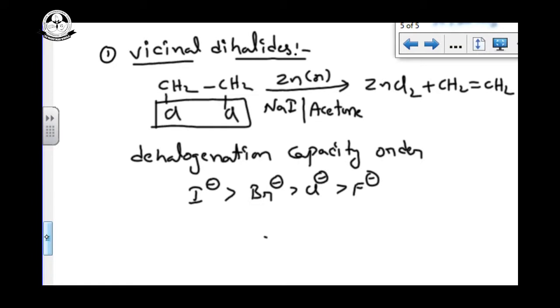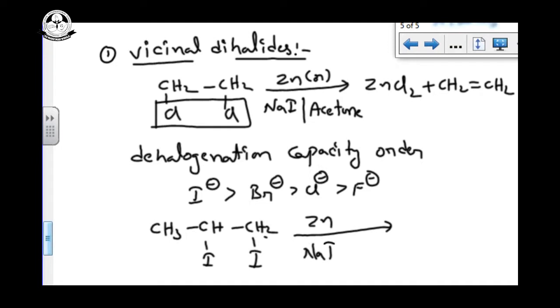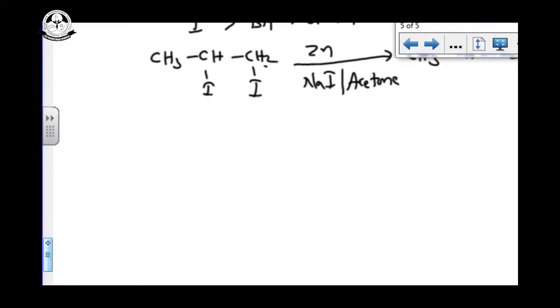See another example, CH3CHI-CH2I, using zinc or sodium iodide in presence of acid. You can get CH3CH=CH2. Here see the mechanism for this reaction.